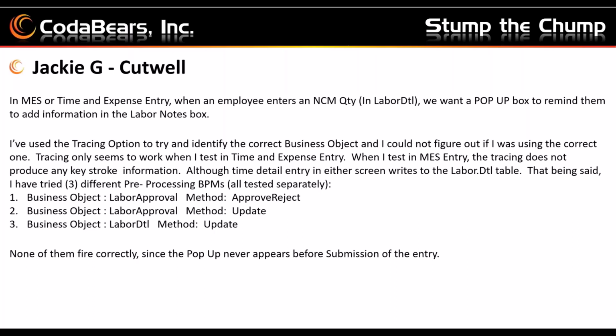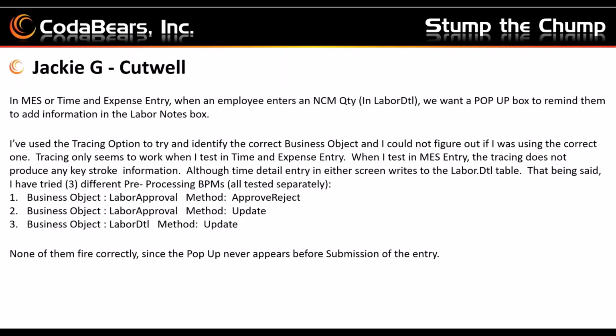Jackie's used the tracing option, trying to identify the correct business object, and could not figure out if they were using the correct one. Tracing only seems to work when they test in time and expense entry, but when they test in MES, the tracing does not produce any keystroke info. The tracing in MES, when you do an end activity, should still have a trace file telling you what methods and tables are being called here.